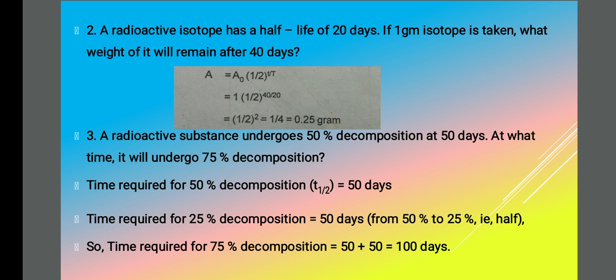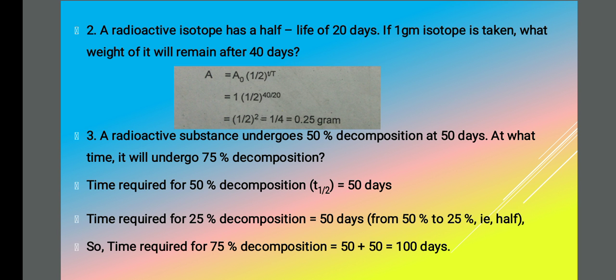Is it okay? So how you can calculate here is, 50% decomposition takes 50 days. Again, if you take 25% decomposition of that particular thing, it will take again 50 days. Okay, so altogether for 75% decomposition, 50 plus 50 days, which is nothing but 100 days. Is it clear? So next one we can go with the Geiger-Nuttall rule.